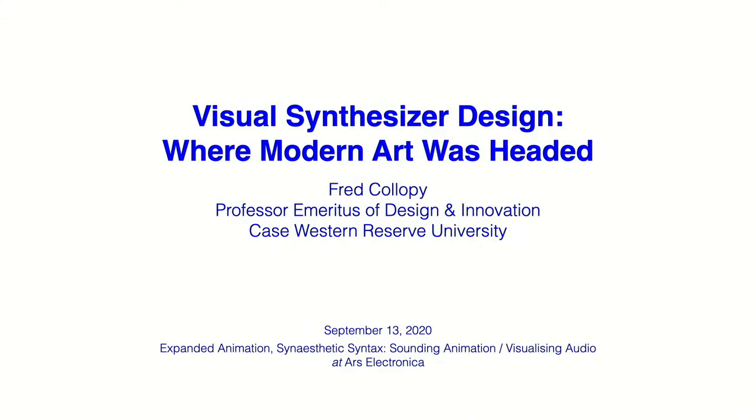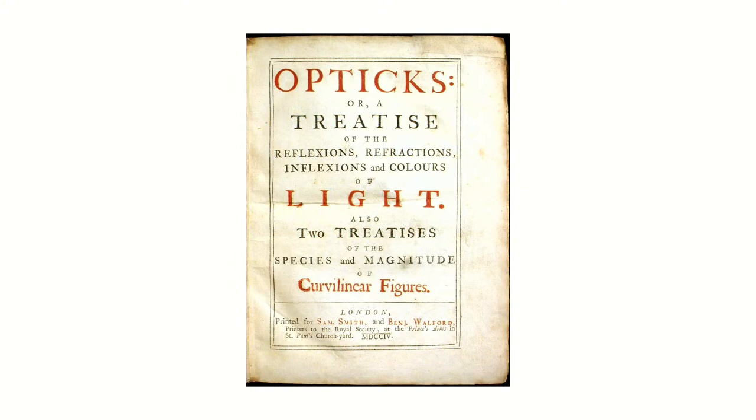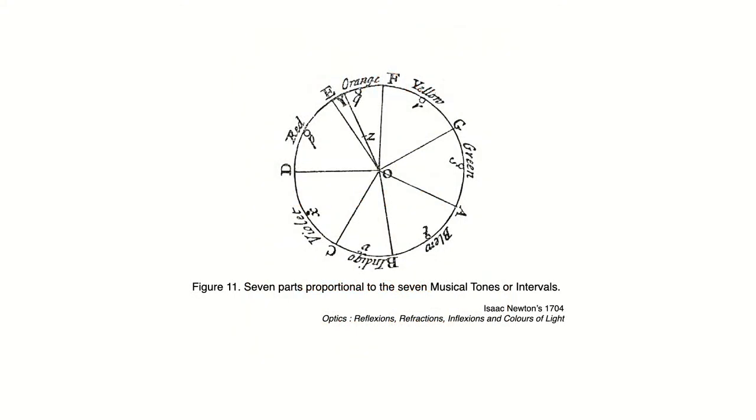Visual music origin stories generally start with the publication in 1704 of Newton's Optics. In it, Newton proposed a relationship between the seven distinct colors he saw through his prism and musical notes. He concluded that the intervals occupied by the colors aligned with those between the seven notes of the musical scale. Later, Carl Gerstner would note that Newton saw seven colors because he wanted to see seven colors, in order to correlate them with the notes, and not vice versa.